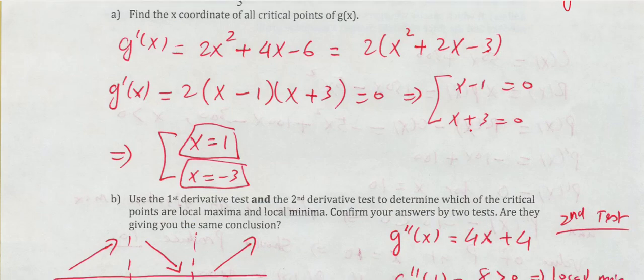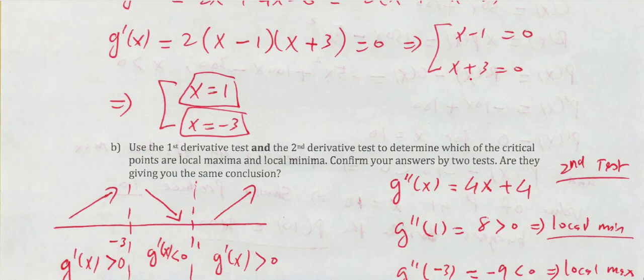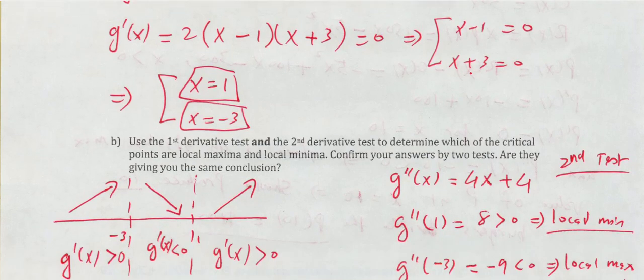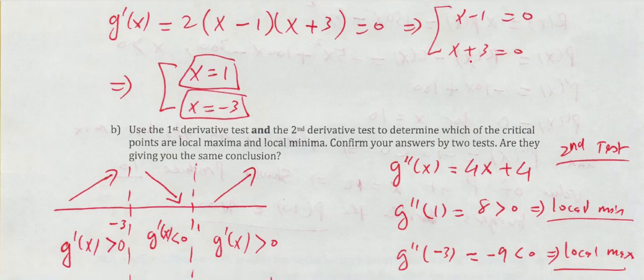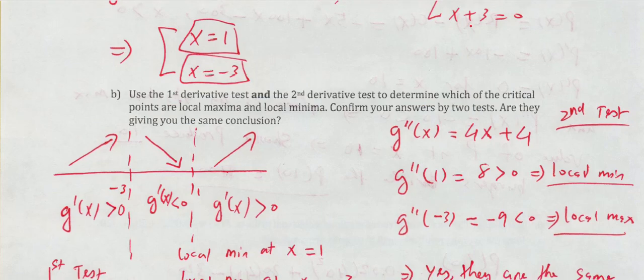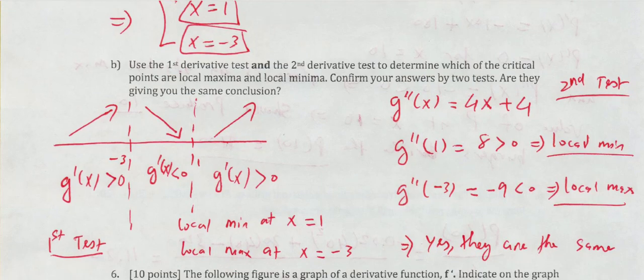And then the next question, they ask us to use the first derivative test and the second derivative test to determine which of the critical points are the local max and which one is the local min, and confirm your answers by the two tests. Now this is a good review for using both ways, the first derivative and the second derivative. We can confirm this test easily here.